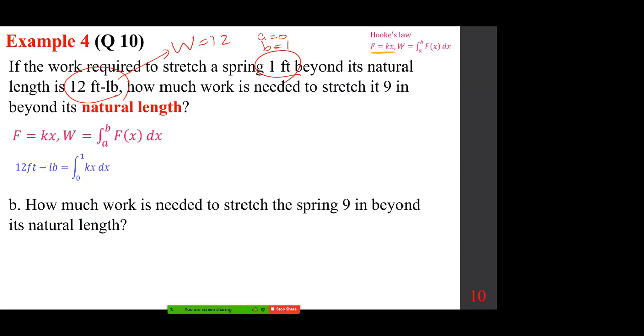Okay, everybody. We want to find K. The value of K is missing. So this is the way to do that. This is 1/2 K x squared from 0 to 1. Replace the x with 1. You get basically K over 2, and the 0 gives you 0. So K becomes 24, which gives us F equals 24x.